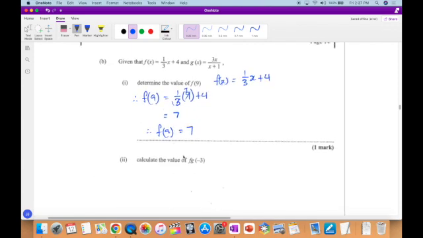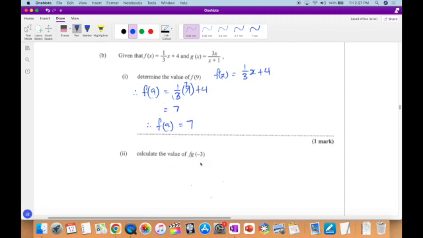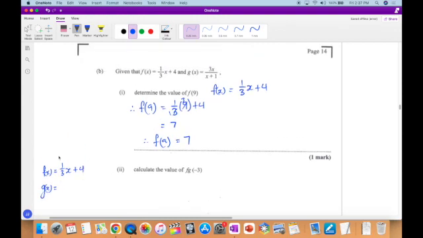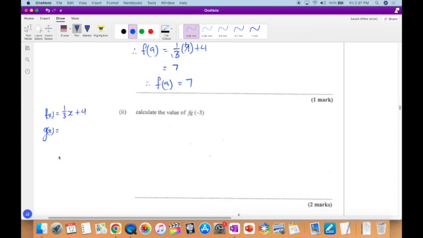Calculate the value of f of g of negative 3. So first, let's write down both of them, right? And I'll come on this side. The f of x is 1/3 x plus 4. And the g of x is 3x all over x plus 1. And we want the g of negative 3, and then we'll put it into the f function.